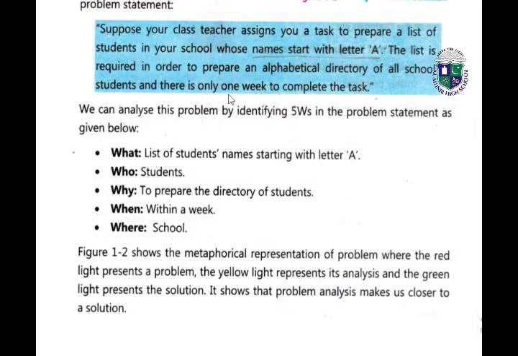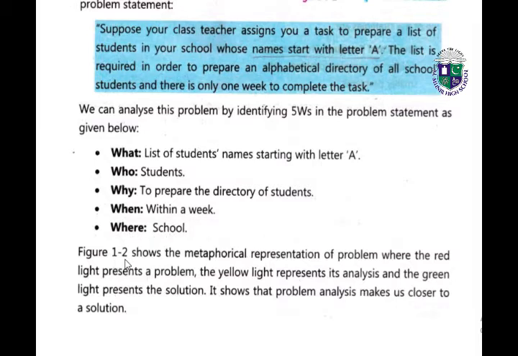So how we can find out the 5 W's from this statement? Look here. Number 1, what we want to do? We want to make a list of students' names starting with letter A. For who? Yes, for students. And why we are doing this? To prepare the directory of students. And when? Where is the time? Within a week, 1 week. And where? The place is, it is school.